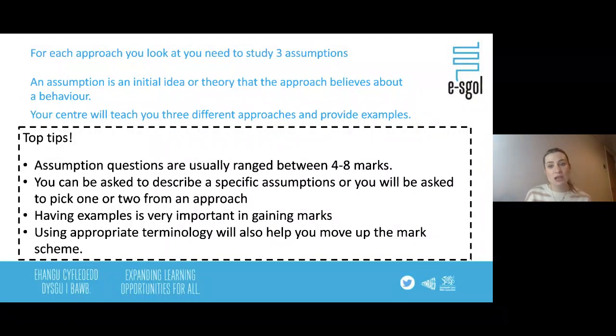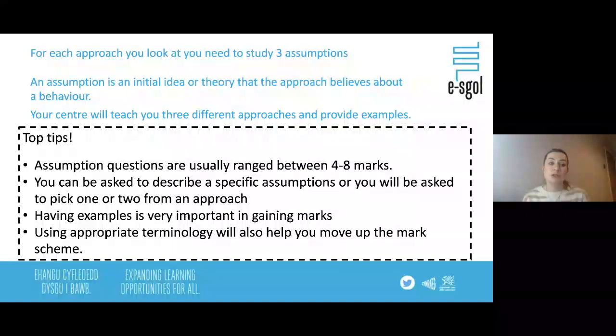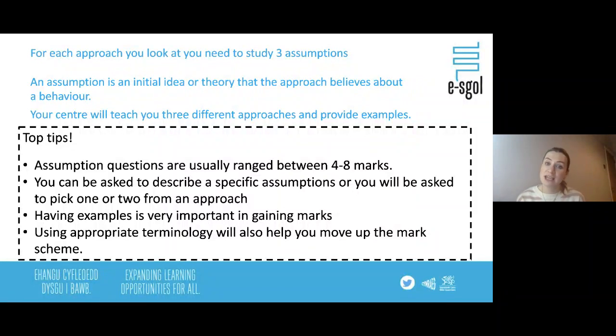Now, in the session on the approaches and the assumptions that I did, I spoke about lots of different examples. Now, the examples that I gave may not necessarily be the examples that your teachers have given you. Some of them are from the specification and from the mark scheme, and some of them aren't. They are extra examples, things that will still get you credit in the exam. So there may be a little bit of disparity, but I will talk you through sort of the main ones that you need.